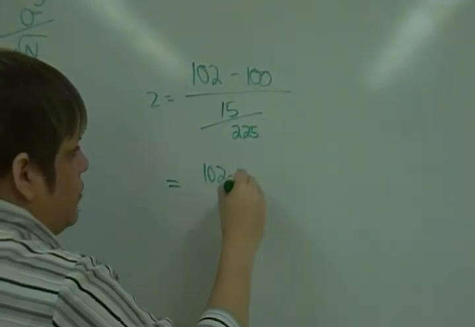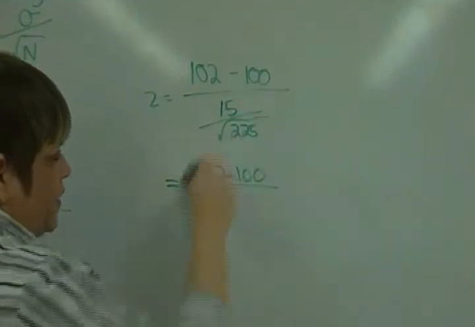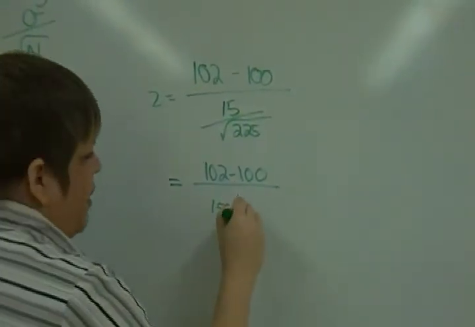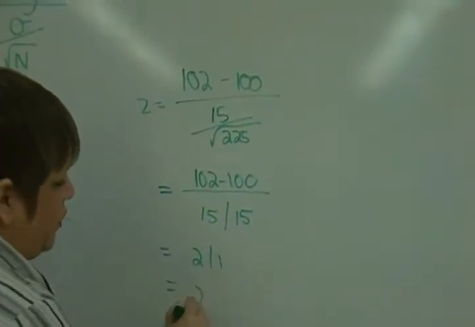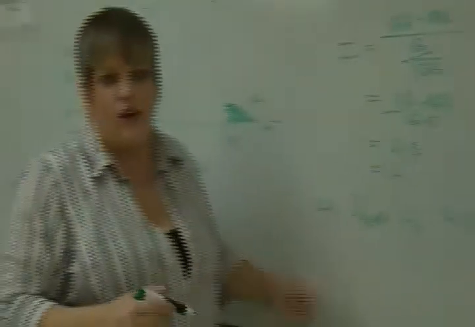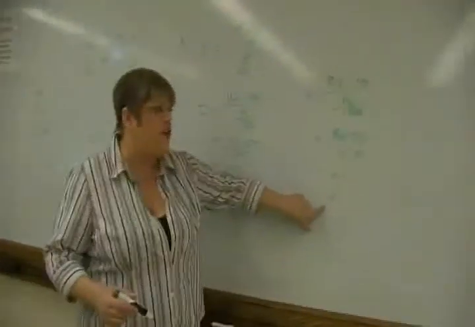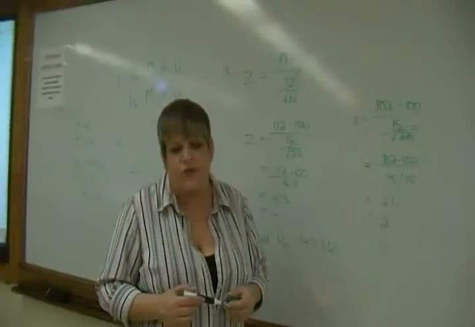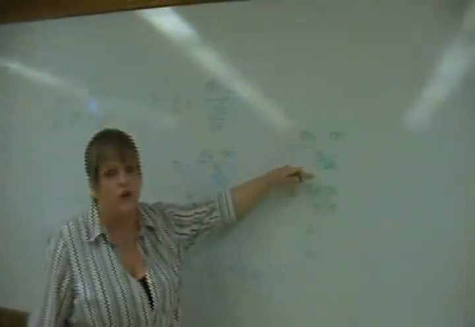So now 102 minus 100 divided by 15, oh sorry, it's the square root of that 225. 15 divided by 15, now I've got 2 divided by 1, which is 2, which is still enough for me to reject the null, okay? It's still greater than 1.65. But the only reason I'm rejecting the null here is not because there was a significant difference between our groups, but because of the fact our sample size was so large.